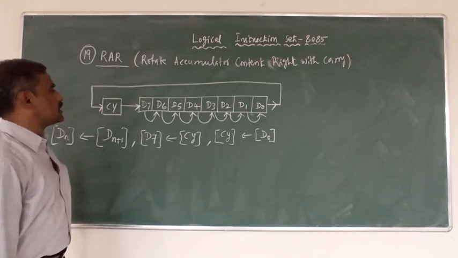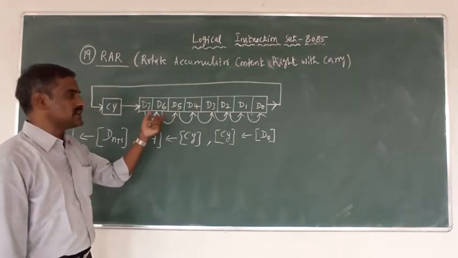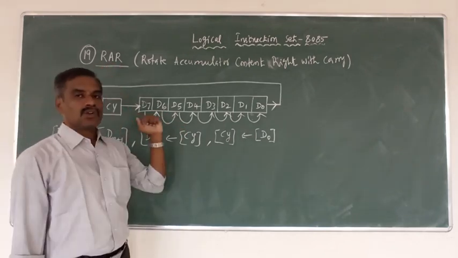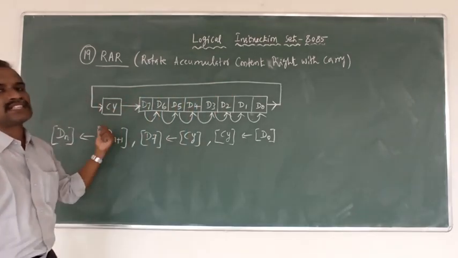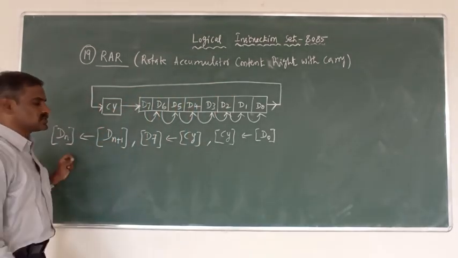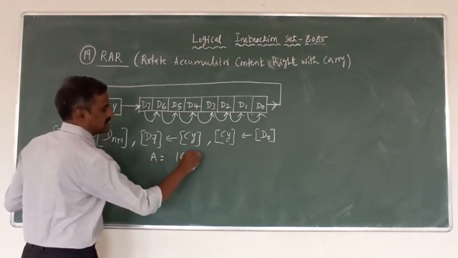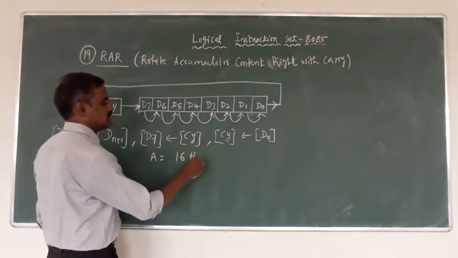RRC means rotate accumulator content right without carry. It will move only the accumulator content. But RAR means rotate accumulator content as well as the carry status also. The carry status also it will rotate. Example, 16H in accumulator.